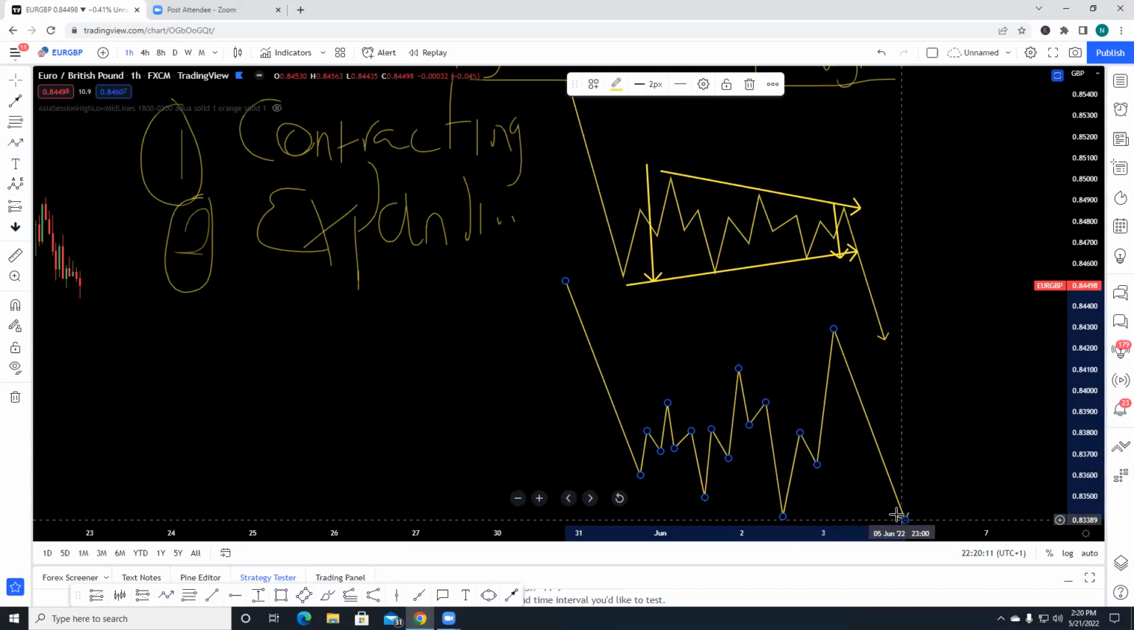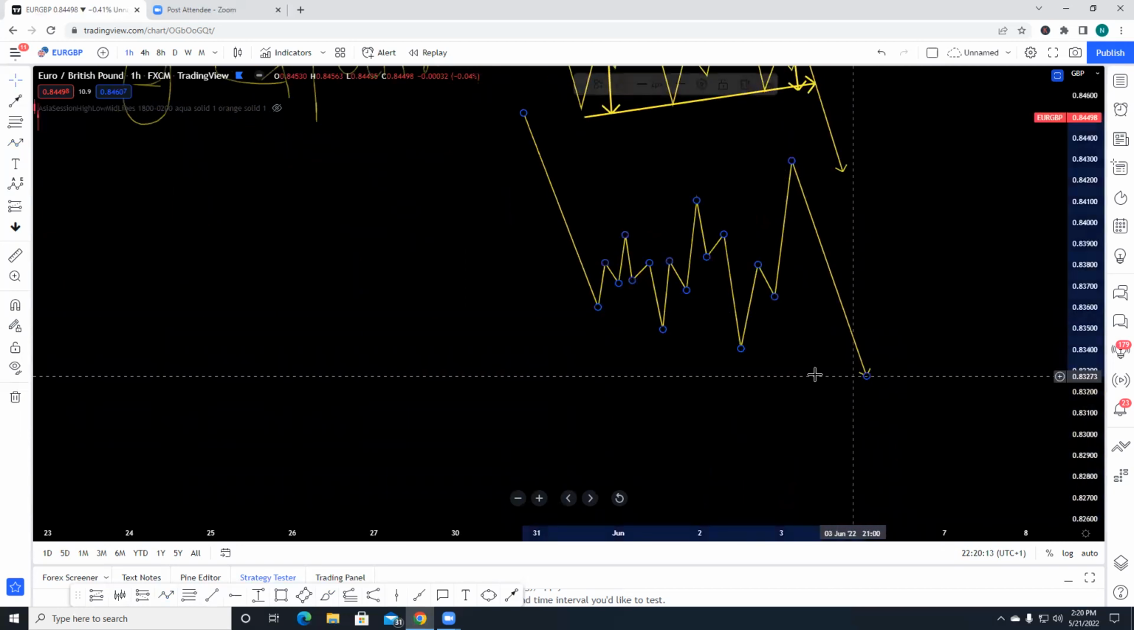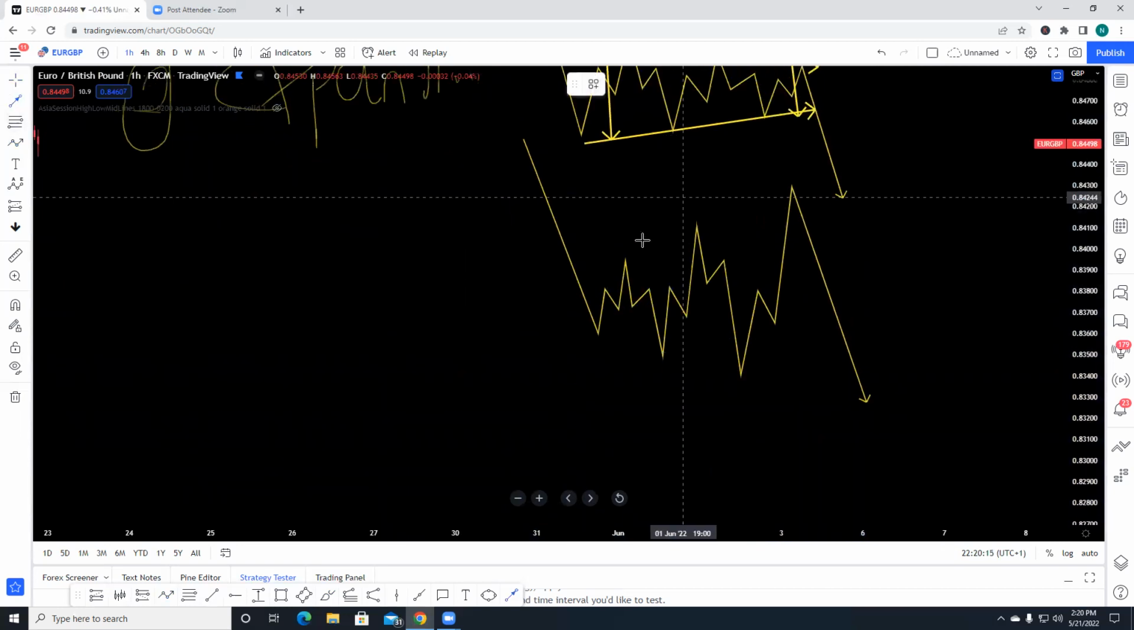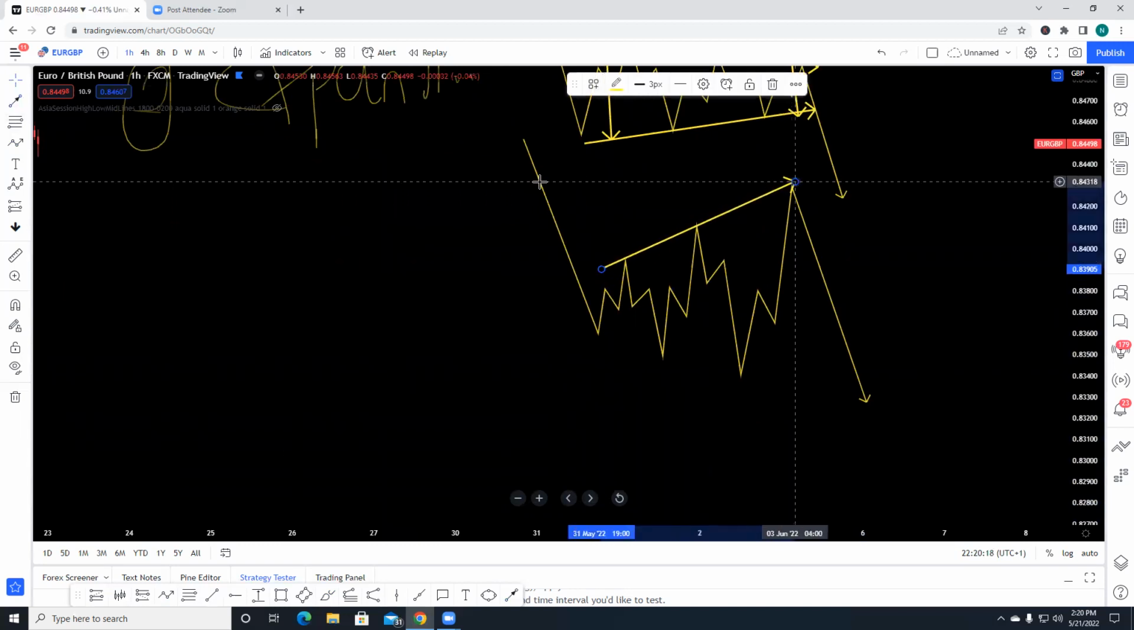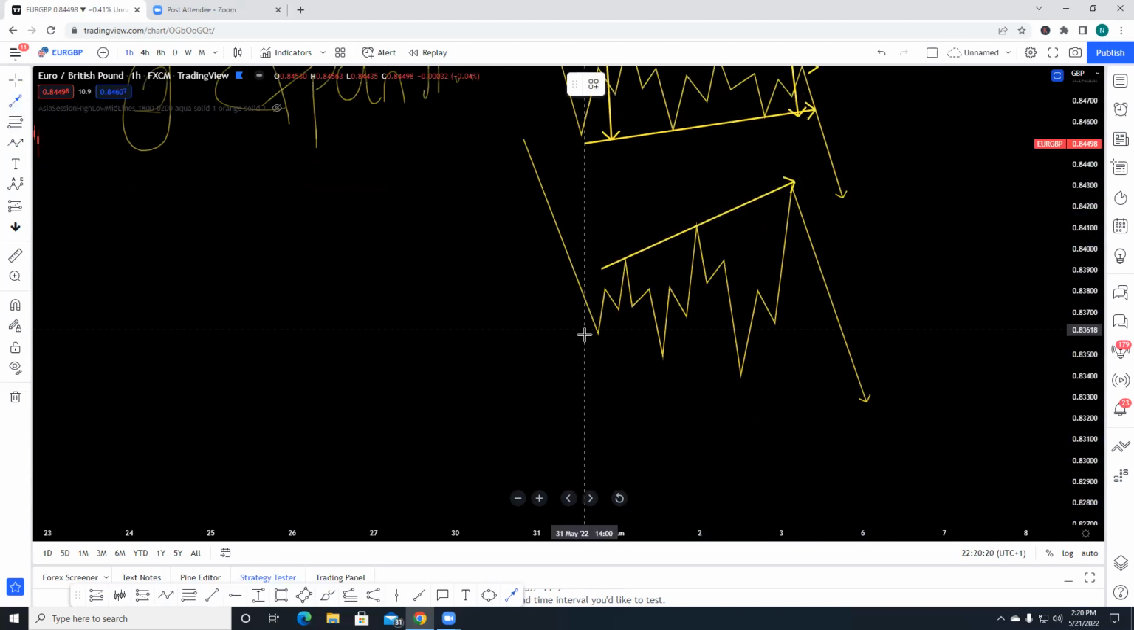I want to draw an expanding triangle. One, two, and three. One, two, and three. One, two, and three. One, two, and three. And then you have to move to the downside, okay? Can you notice something, guys? That as this triangle was unfolding, it was expanding.